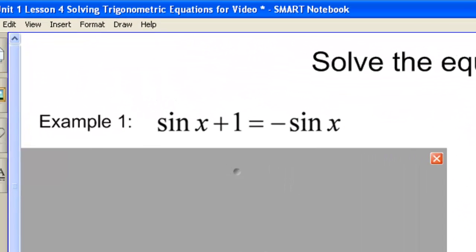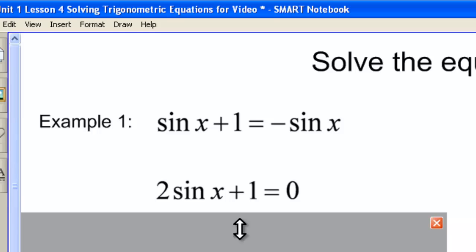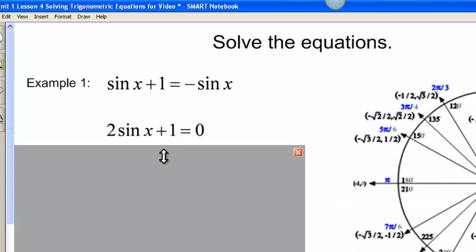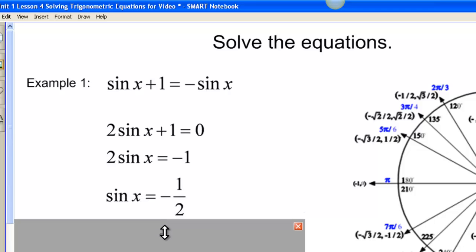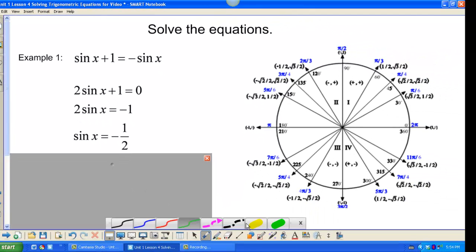So let's do example 1. On example 1, we see the sine of x plus 1 is equal to the opposite of sine x. Life is good. This problem isn't so bad because everything is in terms of a single trigonometric function, the sine. And there's no squares, there's no powers, pretty easy. All we have to do is collect like terms on a problem like this. So what does that mean? I'm going to go ahead and add sine x to both sides. That would yield 2 sine x plus 1 equals 0. I'm going to subtract 1 from both sides, giving me 2 sine x equals negative 1. Then I have the sine of x is equal to negative 1/2 after I divide by 2.